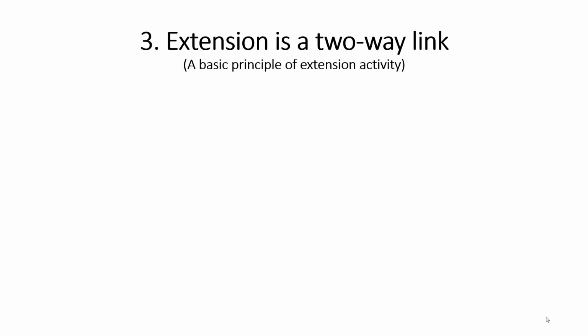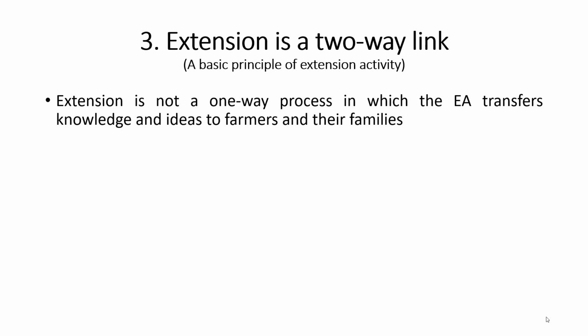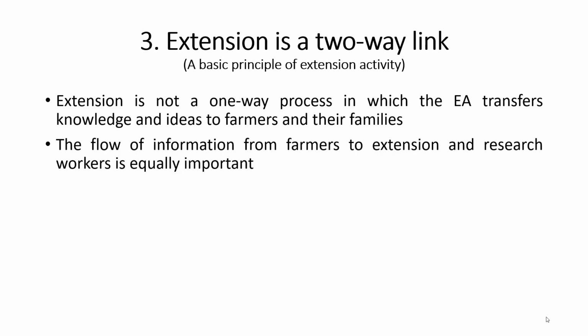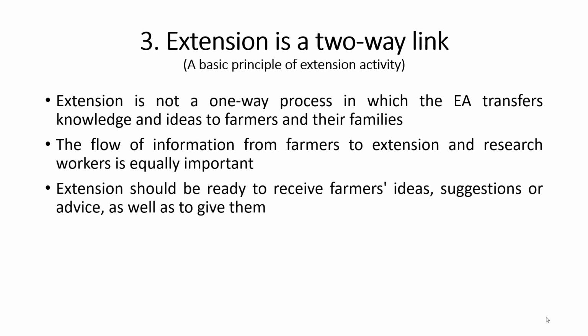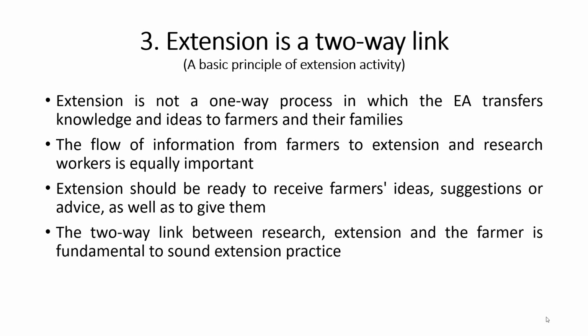Extension is a two-way link. Extension is not a one-way process in which the extension agent transfers knowledge and ideas to farmers and their families. As much as the scientific findings and recommendations are important to communicate to the farmers, the flow of information from farmers to extension and research workers is equally important. Thus, extension should be ready to receive farmers' ideas, suggestions or advice as well as to give them. This two-way link between research, extension and the farmer is fundamental to sound extension practices.